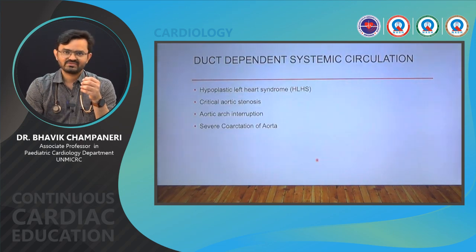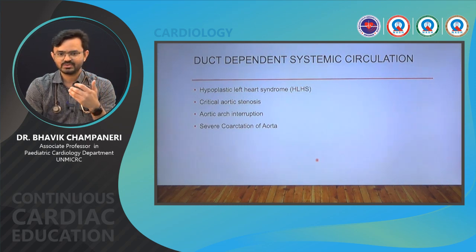Talking about examples of duct dependent systemic circulation: hypoplastic left heart syndrome, critical aortic stenosis, aortic arch interruption, or severe coarctation of aorta. These are various examples of duct dependent systemic circulation. So here the systemic circulation is dependent on the duct. If this duct closes, the patient will go into cardiogenic shock with hypoperfusion of liver, renal and abdominal organs, giving rise to multi-organ dysfunction like liver failure, renal failure and all.